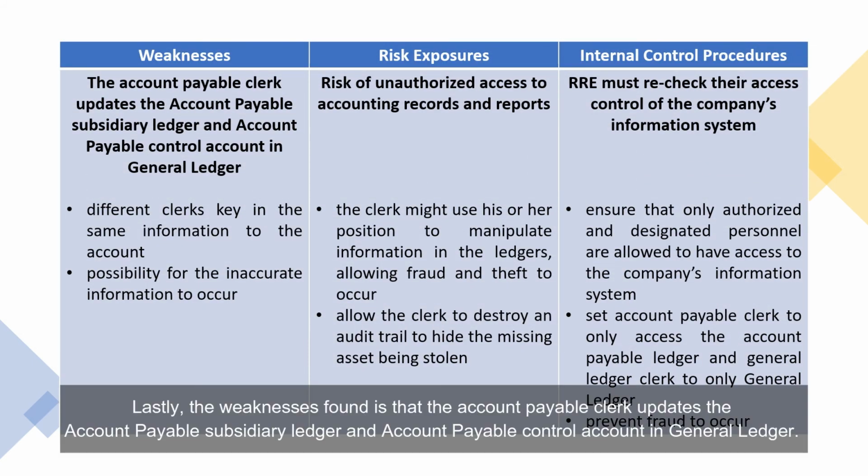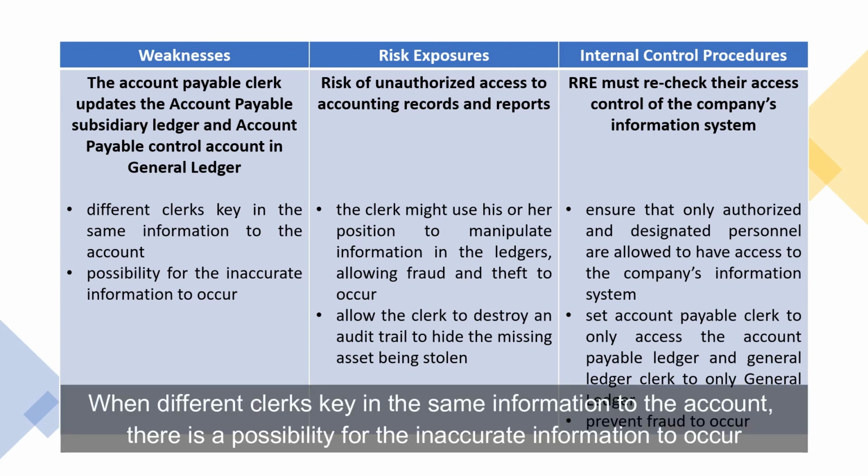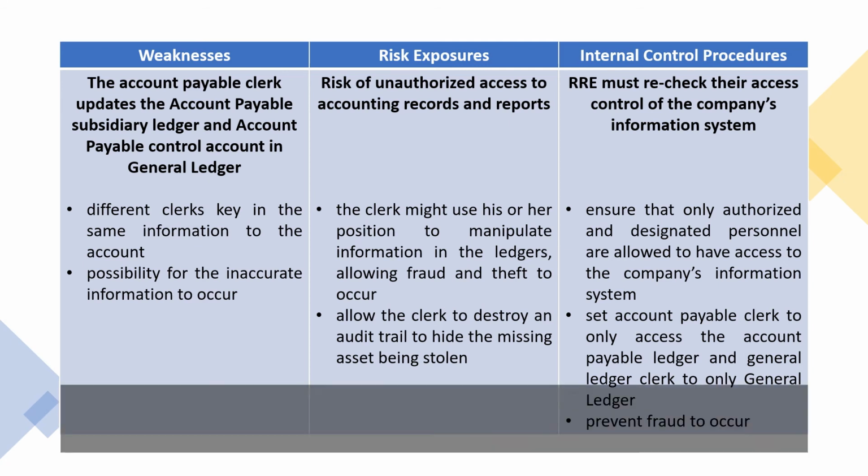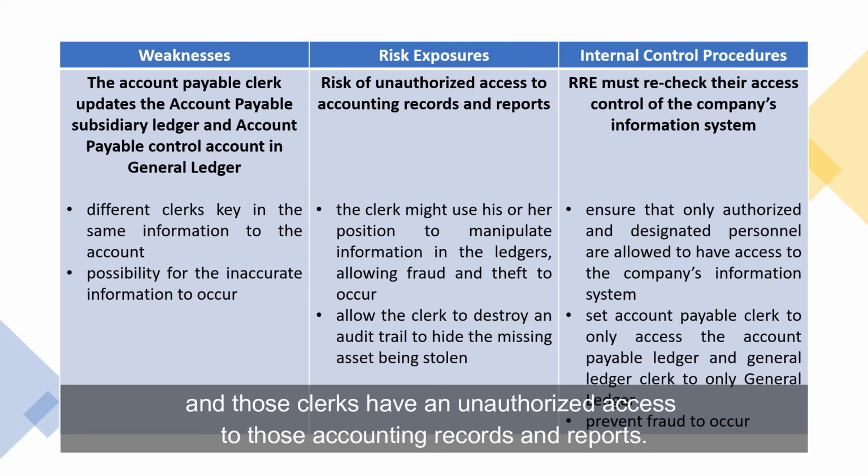Lastly, the witnesses found that the accounts payable clerk updates the accounts payable subsidiary ledger and the accounts payable control account in the general ledger. When different clerks key in the same information to the account, there is a possibility for inaccurate information to occur, and those clerks have unauthorized access to those accounting records and reports.